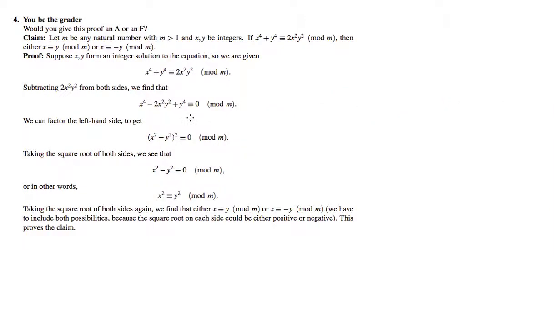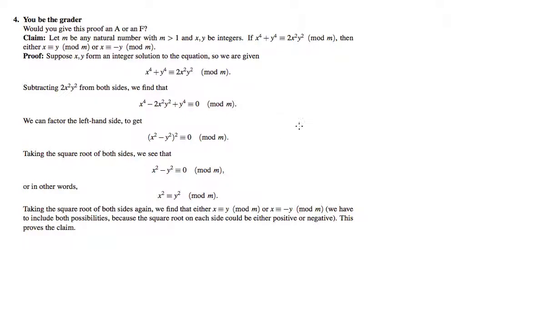Okay, what about the next step? We are taking the square root of both sides. Okay, this is the part where we see our first problem. Can we take square roots mod m? Well, as it turns out, no, we cannot do that.